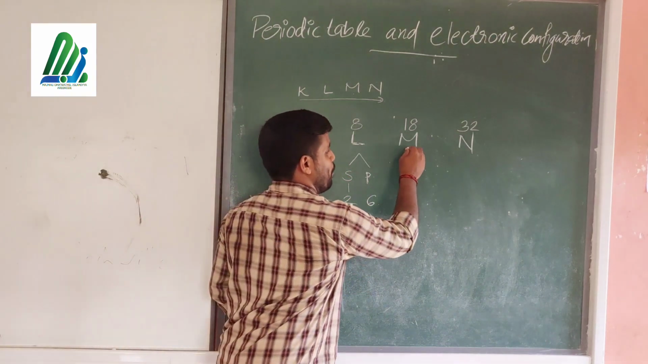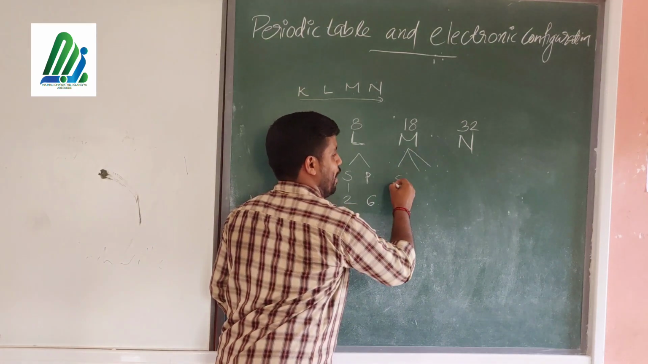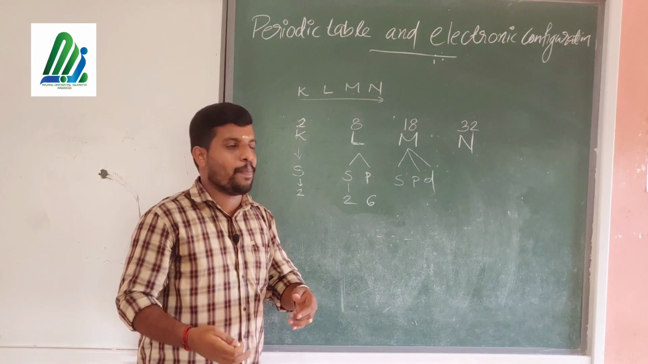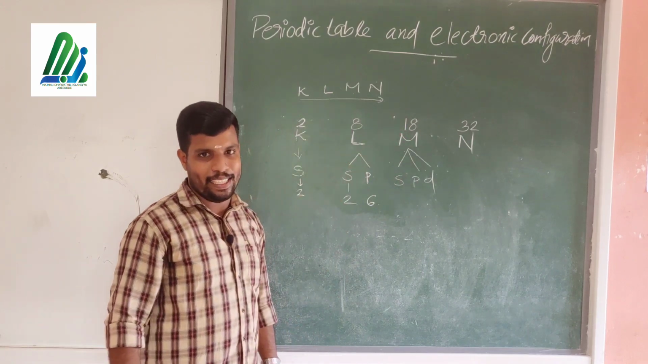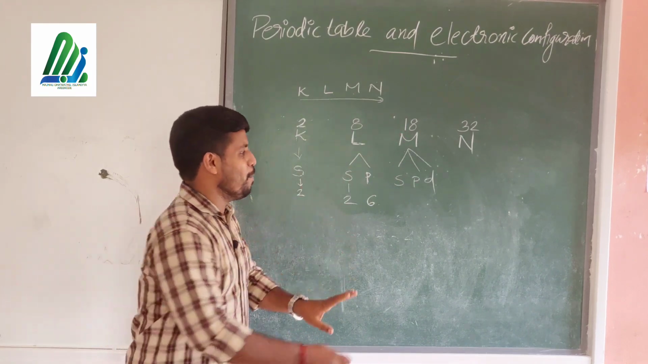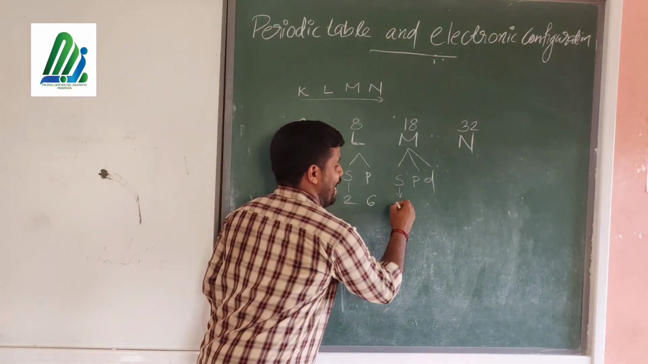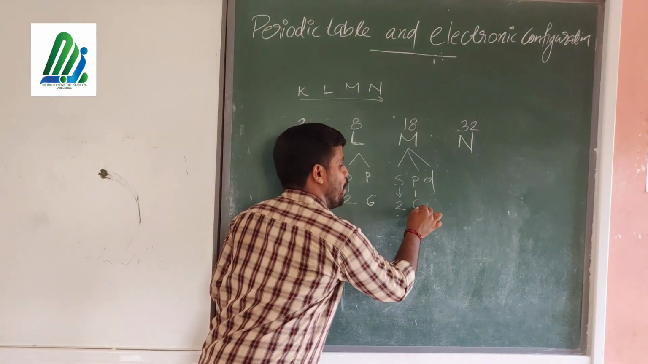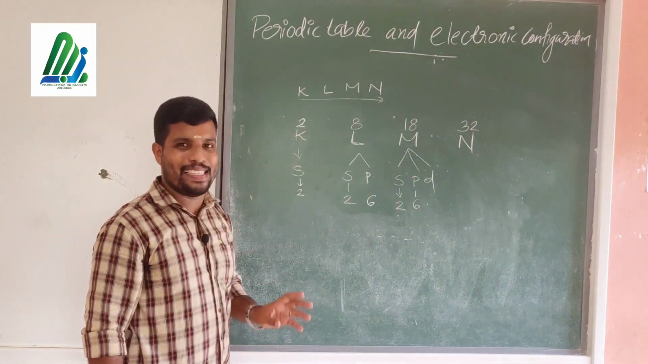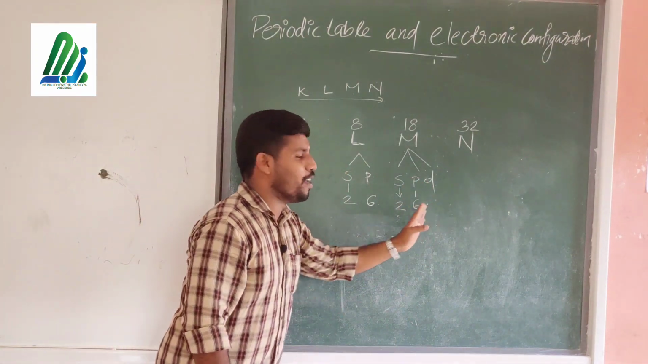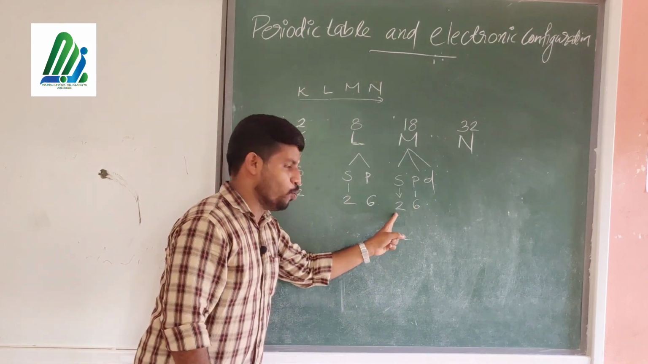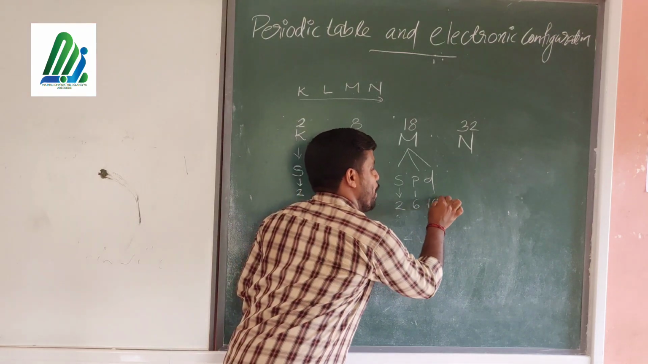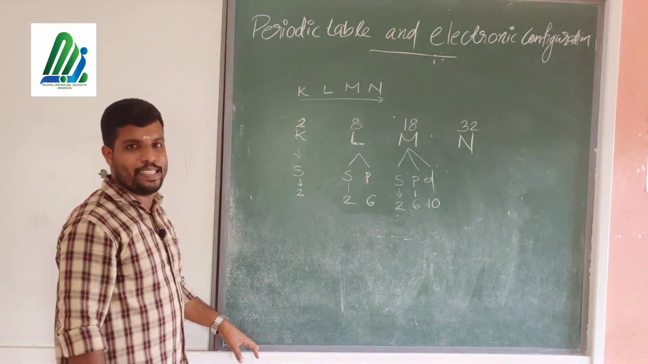The M shell is the third shell that contains S, P and D subshells. The maximum number of electrons possible to accommodate there is 18. Now we know that the S subshell can hold a maximum of 2 electrons, and the P subshell a maximum of 6. Then how many electrons are left there? 6 plus 2, 8 is completed, and 18. So the D subshell can hold a maximum of 10 electrons.